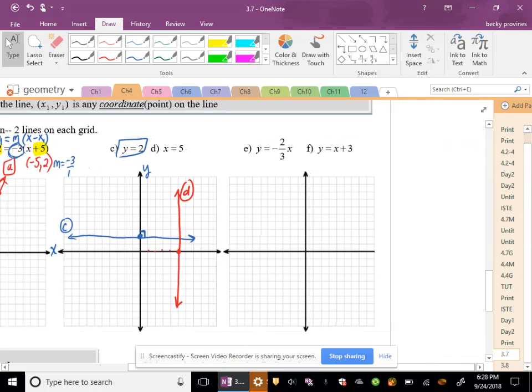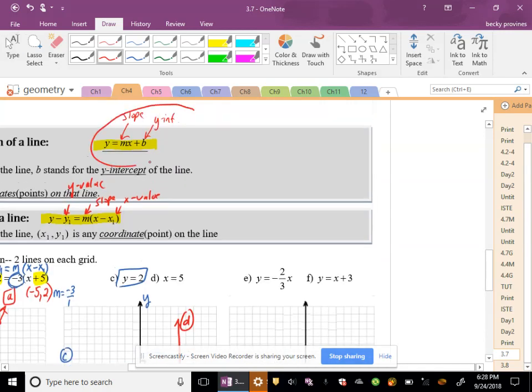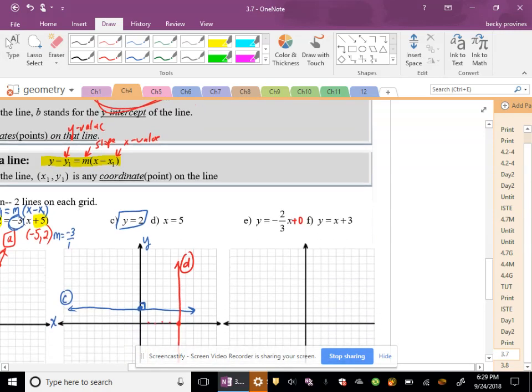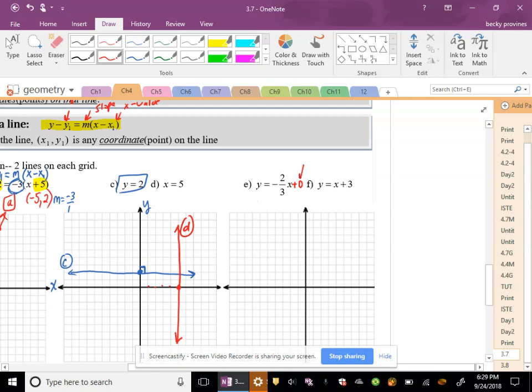So for letter E, this again kind of looks like slope intercept form, but there's no intercept. So let's go back and look at it. I'm talking about this one up at the top. So the difference is there's no B. So I'm just going to plug in a 0 here. So the 0 is my intercept, and the -2/3 is my slope. So let's start at 0, 0.